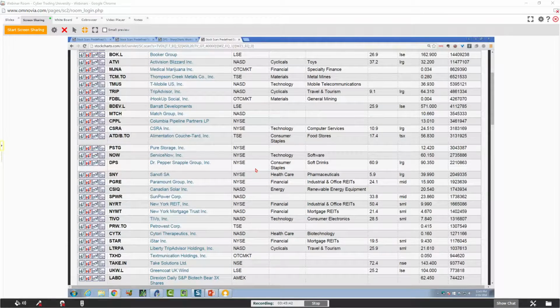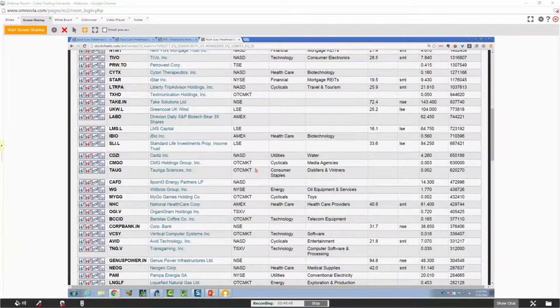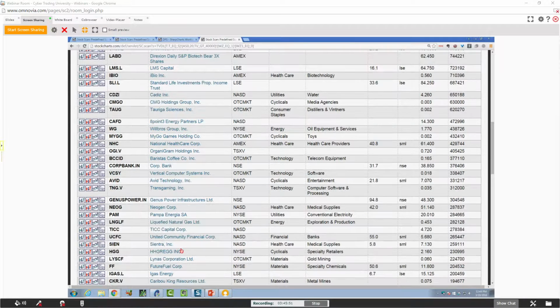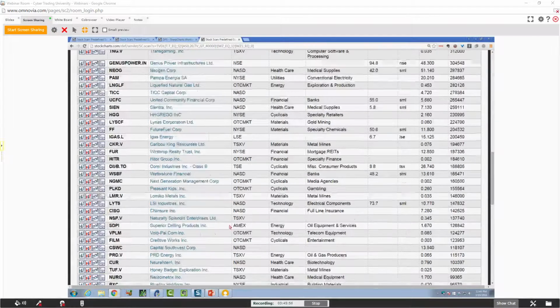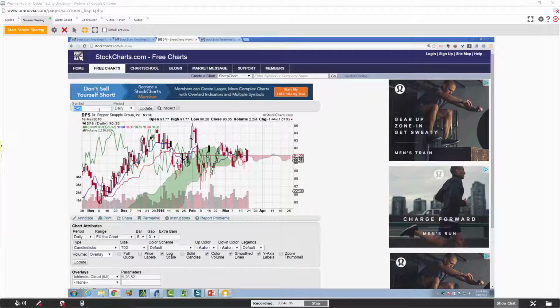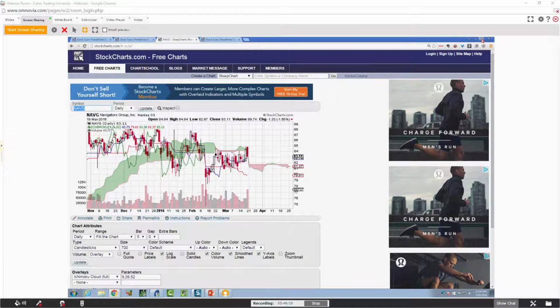NASDAQ. There's Avid, AV. It's a cheaper one, but it might work for you. There's FS, Futures Fuel. Not bad. See if we can get a little bit higher price one. Charts tend to look a little bit better. NAVG. There you go. A little bit sideways, but would probably work. So that's how you scan for them.